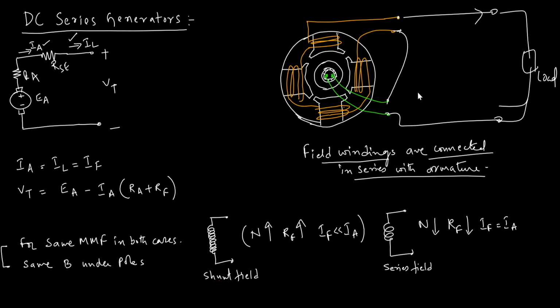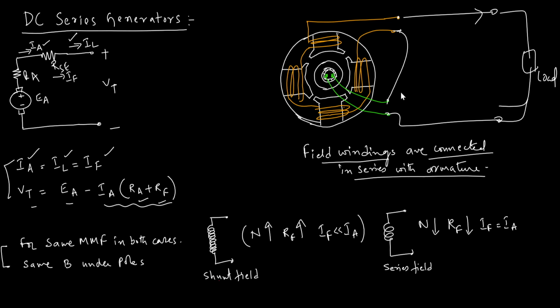The governing equations will be IA equals IL equals IF. So all are the same. IF, the series field current, is the same as the armature current, and the load current is the same as the field current. The terminal voltage VT is now given by EA minus IA into (RA plus RF), the resistances. So this is IA into RA plus RF resistance.